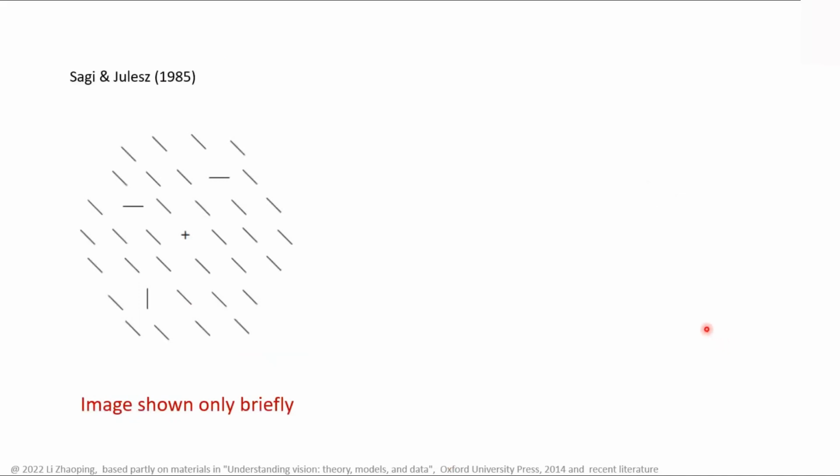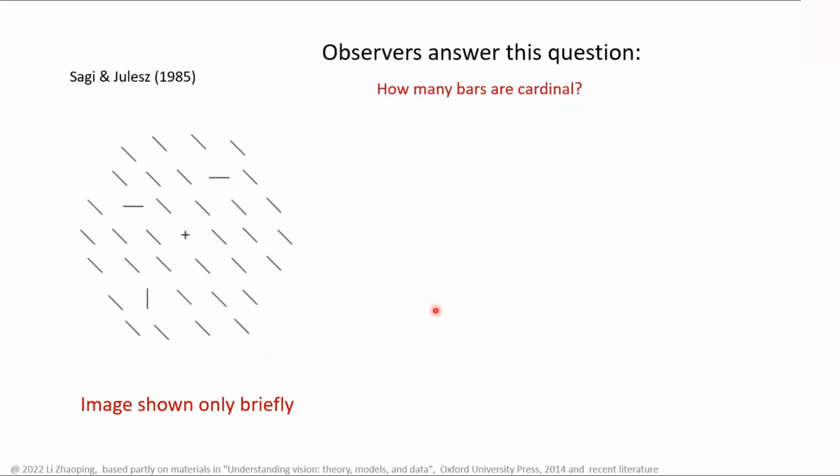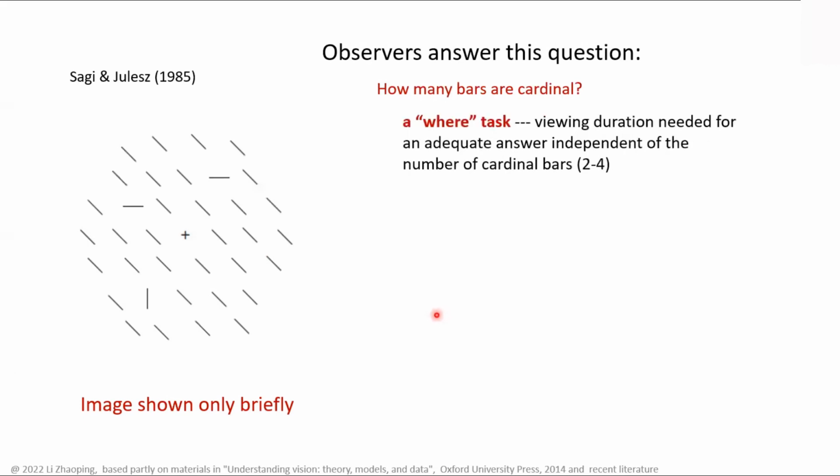Here is something also interesting. Imagine you ask people, you show this image very quickly, but immediately remove it, and you get to answer the question, how many bars are cardinal? Okay, the answer is 3. And this is a where task. It turns out that you can show it very briefly whether it's 2 or 3 or 4. The amount of time needed to answer this question correctly is independent of 2 or 3 or 4 cardinal bars.